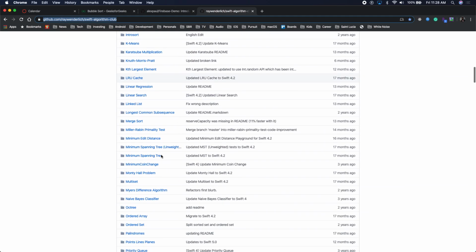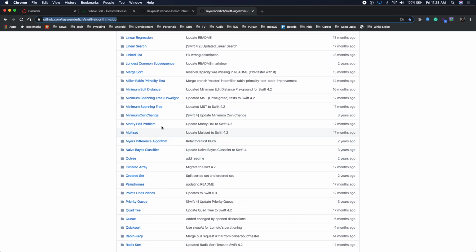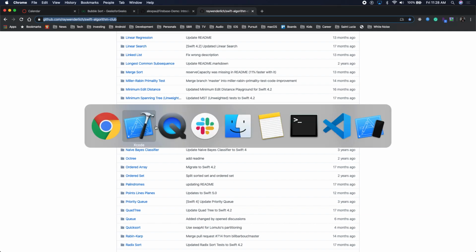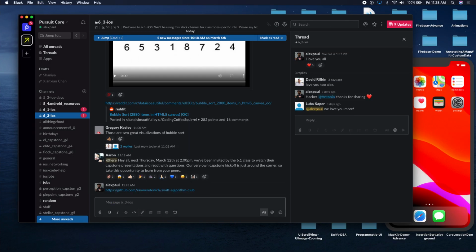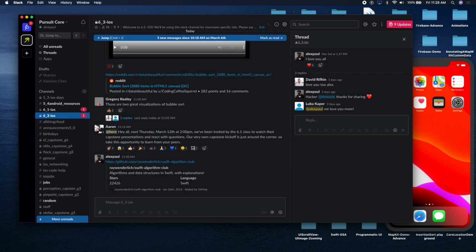Some of the resources we take directly from here. As we go into it, you could take a look at what merge sort looks like, or review linked lists. It's open source, with different contributors contributing to it. It's a very good resource. So let me Slack that out. Cool, great.